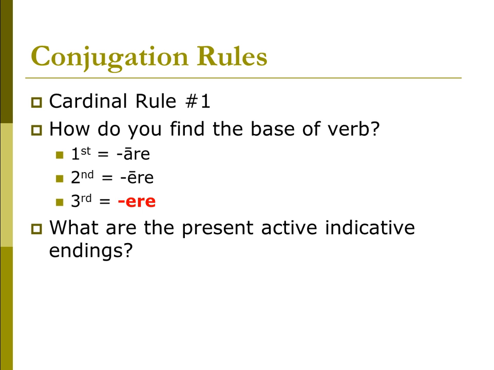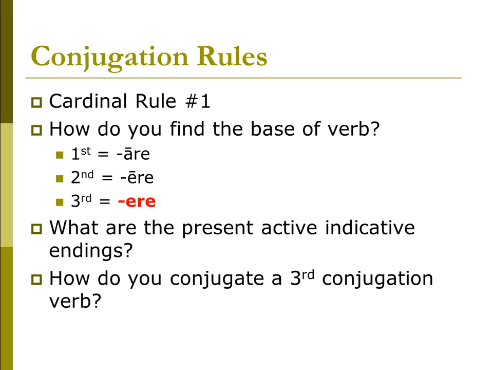Once you have found the base, of course, you simply need to add the present active indicative endings, o, s, t, mus, tis, unt. And in this chapter, we're really only worried about the present indicative active. We'll talk about the future and the imperfect of the third and fourth conjugation later. If you know your endings and you know how to find the stem of a verb, you can conjugate a third conjugation or fourth conjugation verb. You will use the same steps and the same process as you did for the first and second conjugation.